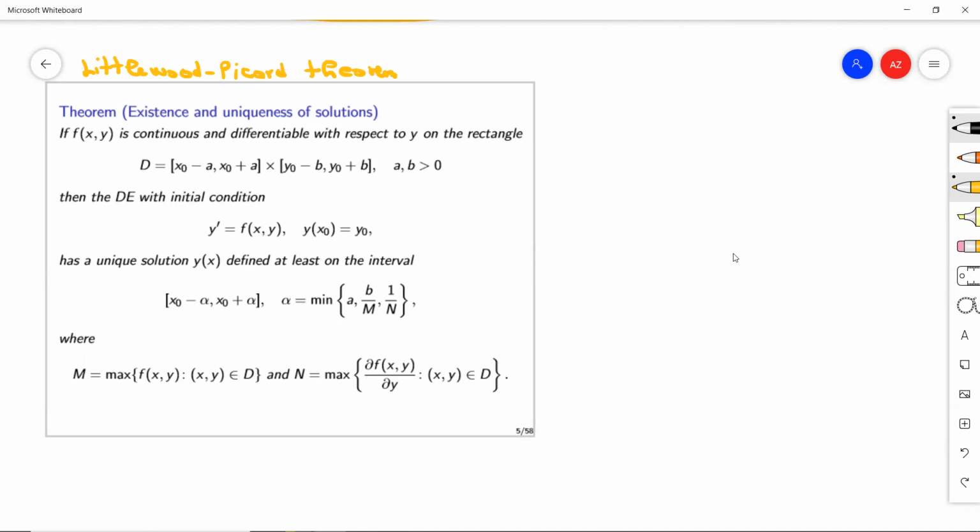And we are given the first order differential equation together with the initial condition. So y prime is a function of x and y, and we know the value of y at some point x naught. And we are searching for the solution on the rectangle D. So I will draw here this rectangle.